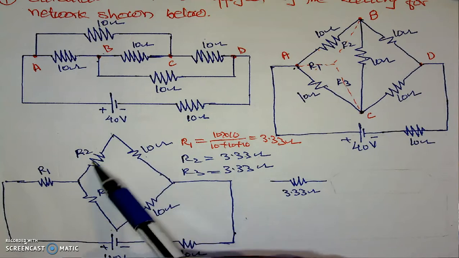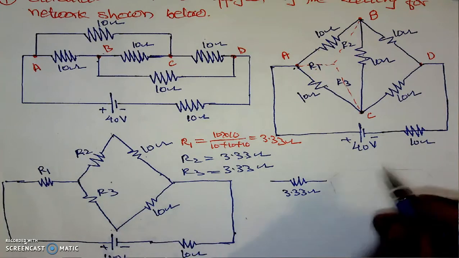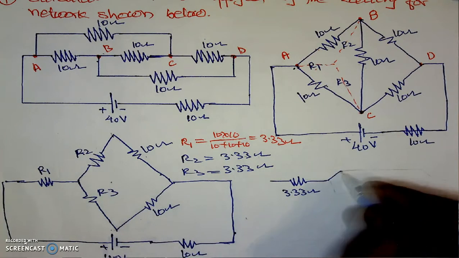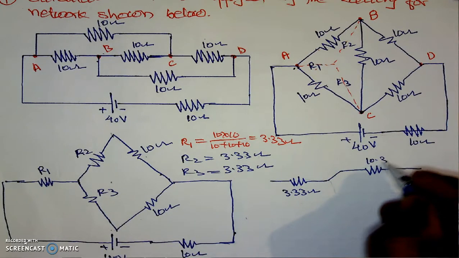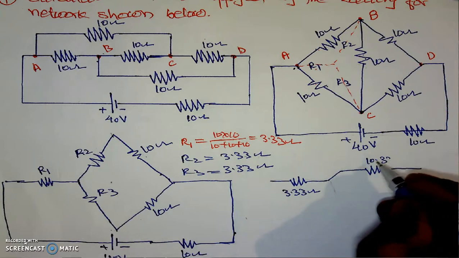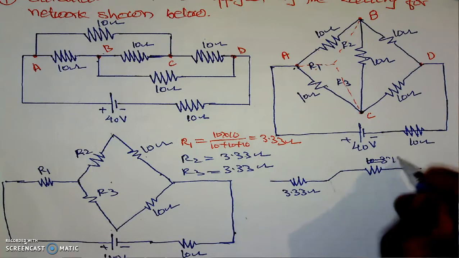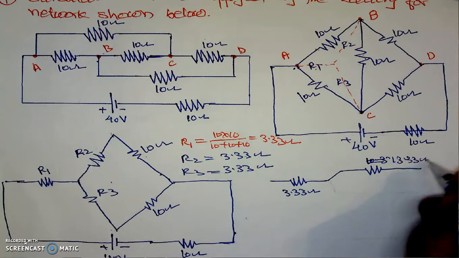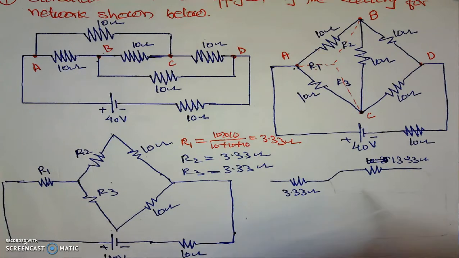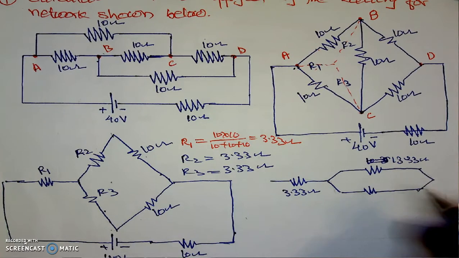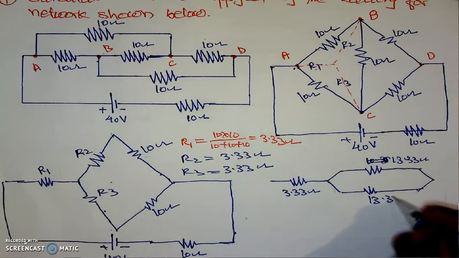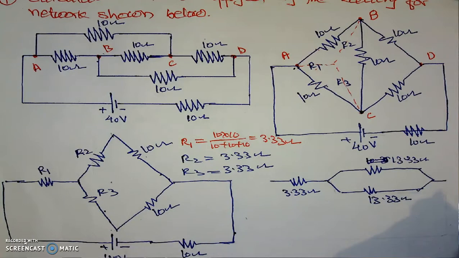This 10 and this 3.33, its total value will become, yes, I will modify the figure in this way. This is 13.33 ohm. Similarly, this is 10 plus 3.33, so its value is again 13.33. This is again 13.33 ohm resistance.